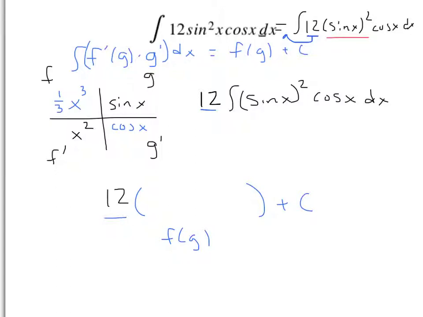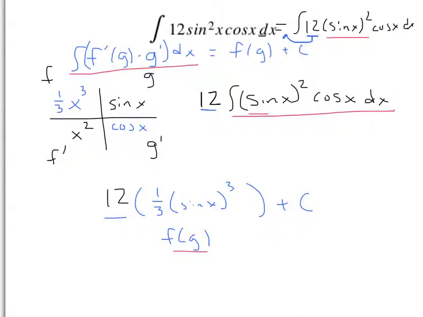But this part, f of g right here, we're talking about finding this integral. And this integral is found by doing f of g plus c. So it all just goes back to the easier reverse chain rule questions. So the piece that I'm going to put inside here is g plugged into the f function, 1/3 sine of x cubed. And that's my answer.